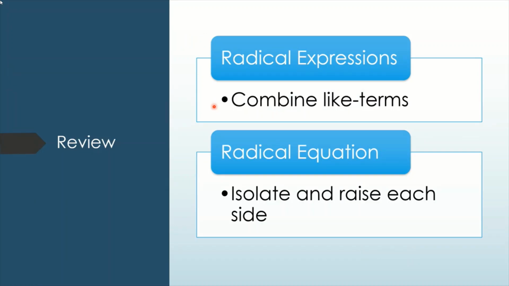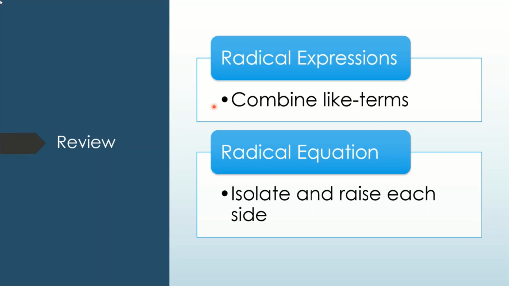All right, so let's review what we did. We went over radical expressions. When it comes to radical expressions, you want to combine like terms. That means you want to simplify the radical first. Once you simplify the radical, then you can see if the terms are the same, and then you would combine like terms. You would add the numbers together, and you would keep the square root the same, or the cube root the same.